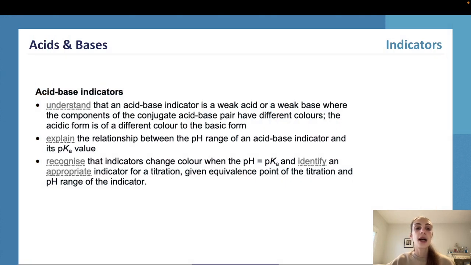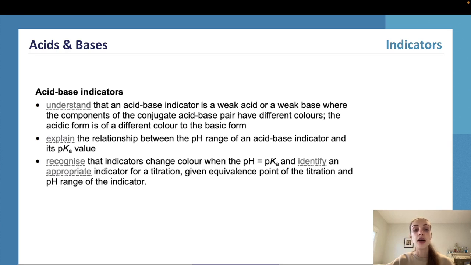So now we need to talk about indicators. So this is our acid-base indicators. We need to be able to understand that an acid-base indicator is either a weak acid or a weak base, where the components of the conjugate acid-base pair are different colors.